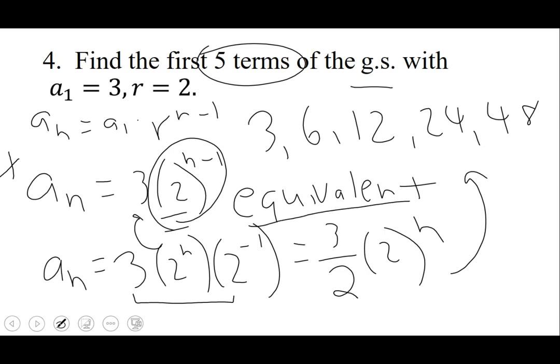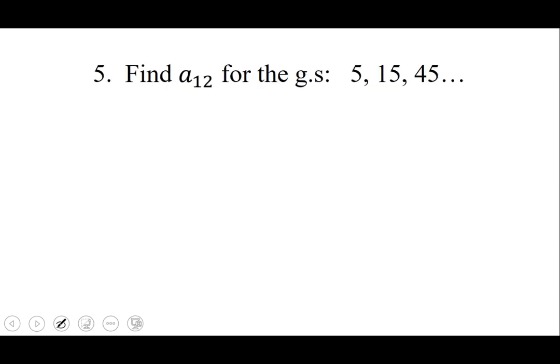I tell you this mostly for the problems later on where you're asked to find an equation. Again, I would advise you to use the n-1 form just because that's what we're going to be using the majority of the time. But please note that if you were to find something that's equivalent, that would obviously be acceptable. Find the 12th term if you're given 5, 15, 45.